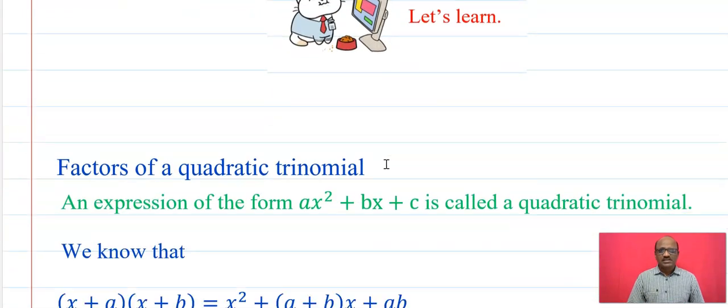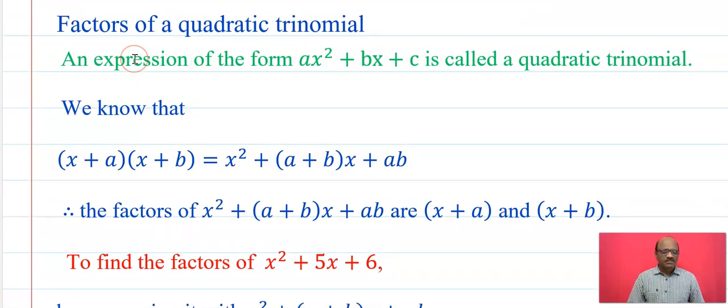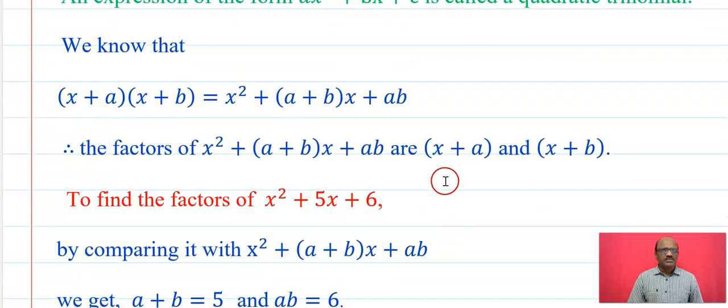Now let's learn something new. What's new here? The factors of a quadratic trinomial. हे सगळ्यात जास्त इम्पॉर्टंट आहे. 9th and 10th ला या टाइपच्या quadratic expressions चे आपल्याला factors करायचे असतात. We know that in first bracket x plus a into second bracket x plus b equals x square plus in bracket a plus b into x plus ab. The factors of x square plus in bracket a plus b into x plus ab are, in first bracket x plus a and second bracket x plus b.